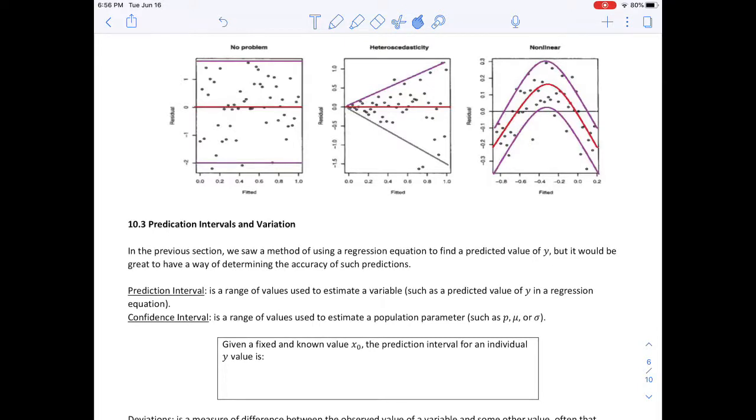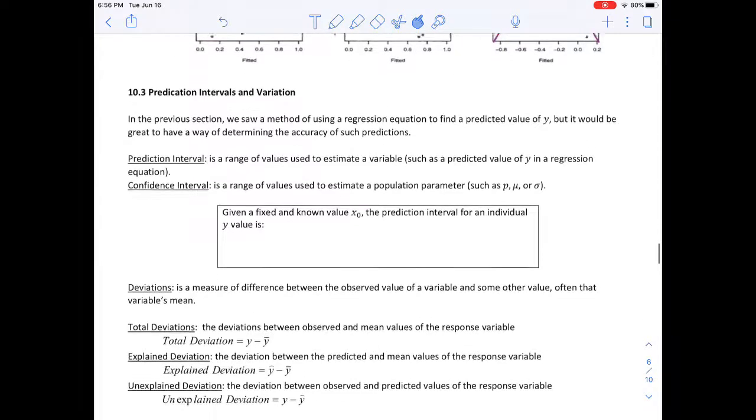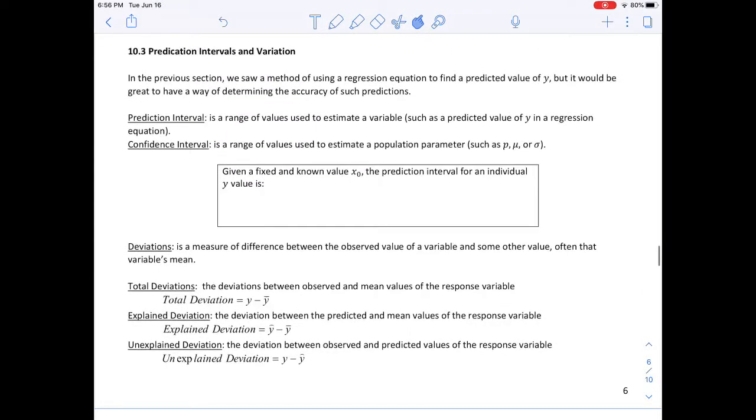If you notice, the first one that we have, there is no pattern. The second one is increasing without a bound. And then the last one has some kind of pattern there, and it looks more like a parabola or something along those lines. So the next thing that we have is 10.3, prediction intervals and variance.